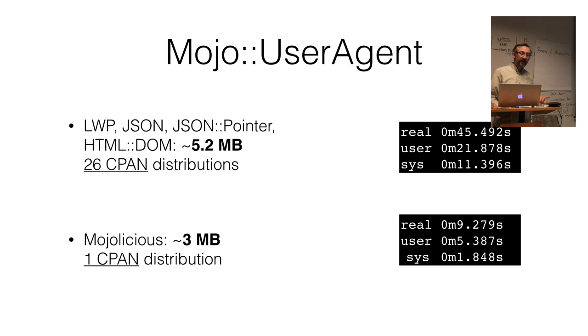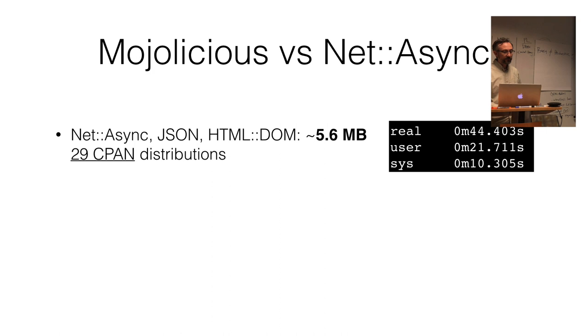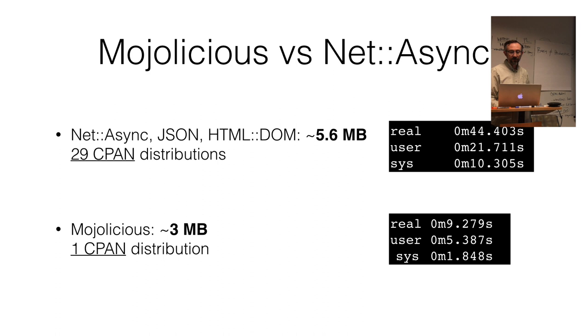If you wanted asynchronicity, my favorite really is Paul Evans' Net::Async libraries. He has good taste. And those also get a little bit hefty. So the entire Mojolicious web framework still weighs in smaller than almost all other just user agents. So if you just want a clean user agent, Mojolicious is fantastic.